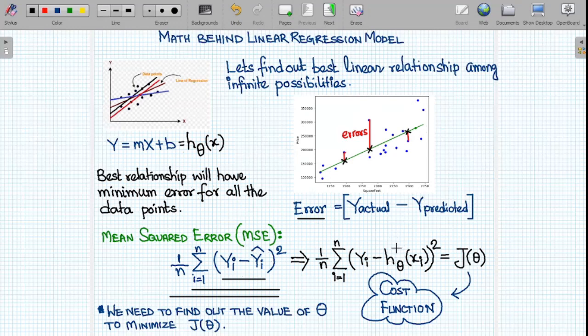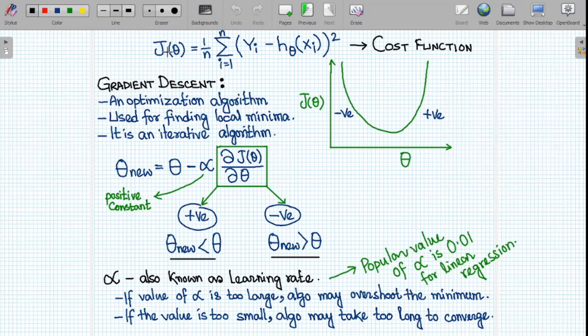Now our target is to minimize the error. That means we have to reduce the cost function. We need to find the perfect value of theta in order to minimize the function J theta, or the cost function. If we can find this optimal theta value, then we can easily find the best relationship from an infinite number of possible linear relationships. So this is our cost function, J of theta equals 1 by n, summation from i equals 1 to n, of (yi minus h theta xi) whole squared.